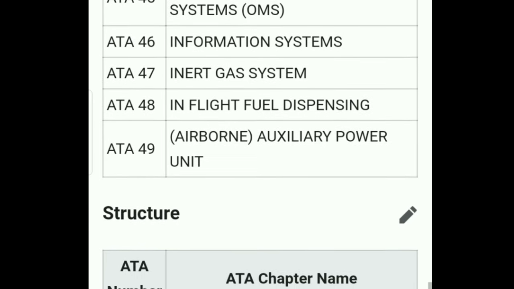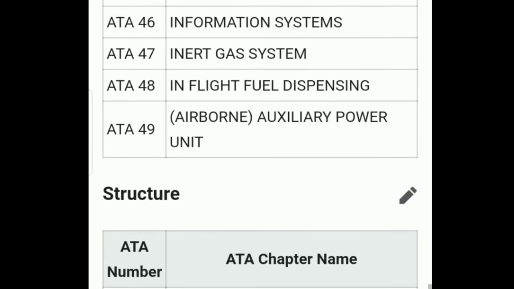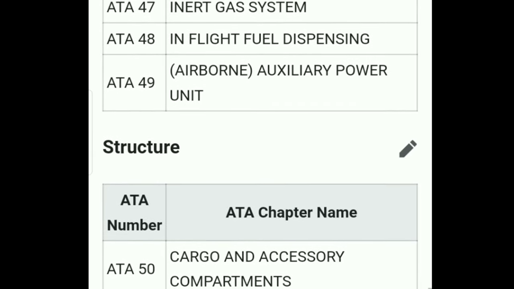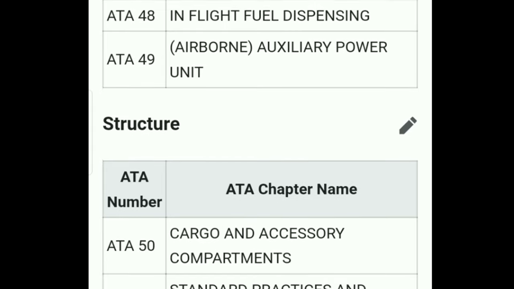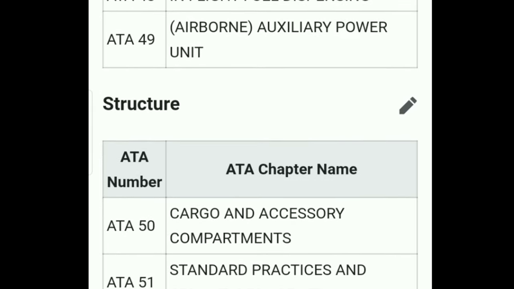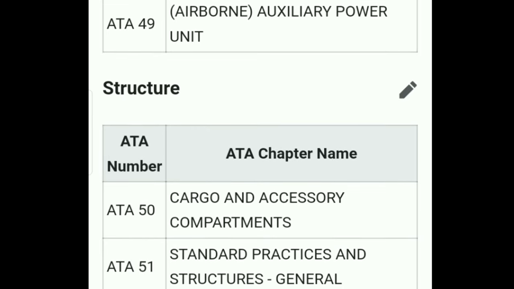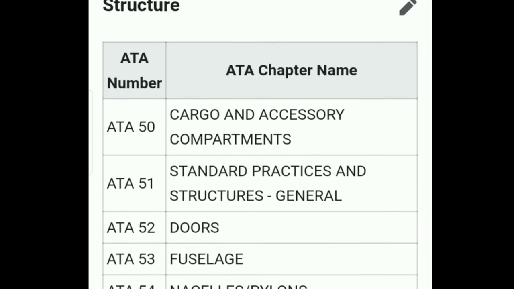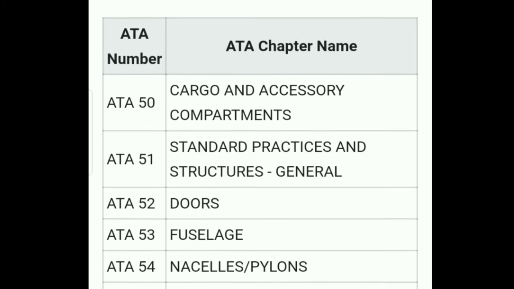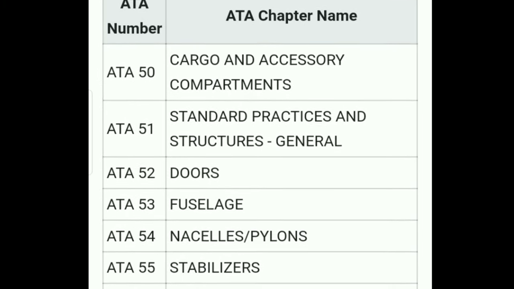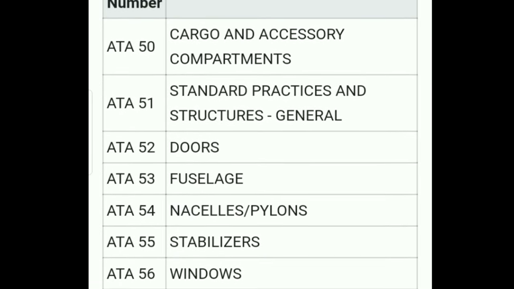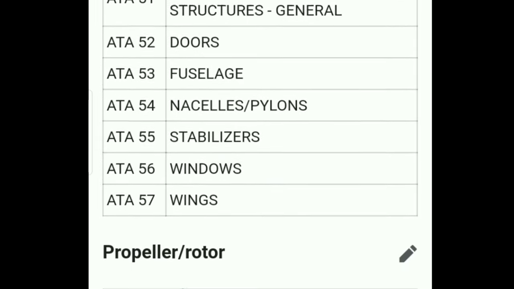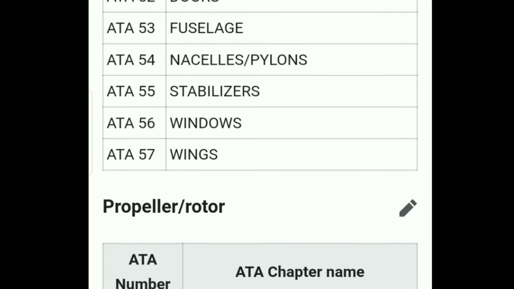And now we're going to talk about structures and their corresponding chapter names and ATA chapter numbers. ATA 50, Cargo and Accessories Compartments. ATA 51, Standard Practices and Structures General. 52, Doors. 53, Fuselage. 54, Nozzles and Pylons. ATA 55, Stabilizers. ATA 56, Windows. ATA 57, Wings.